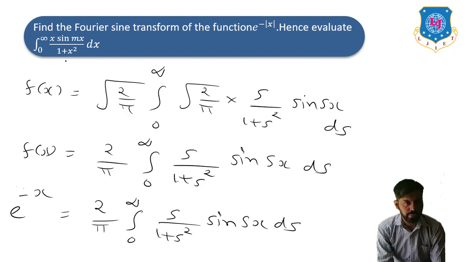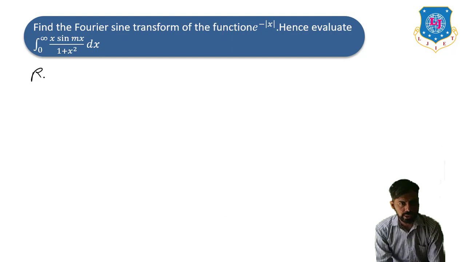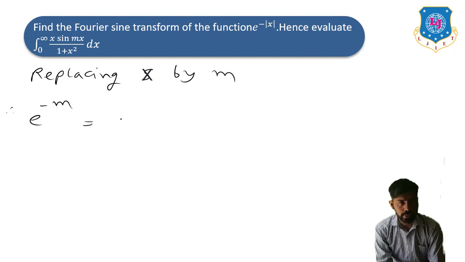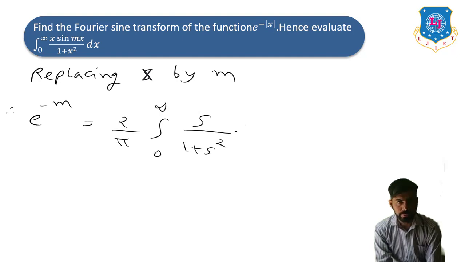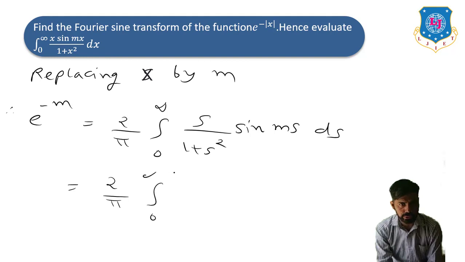Now here in this question coefficient of x is m, so we will replace s by m in this. So replacing s by m, this will become e raised to minus m equals 2 by pi integration 0 to infinite s upon 1 plus s square sine ms ds. Now just writing this as 2 by pi integration 0 to infinite here in the form of x, so this will become x upon 1 plus x square sine mx dx.